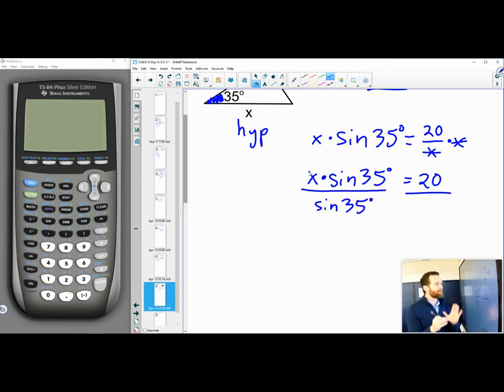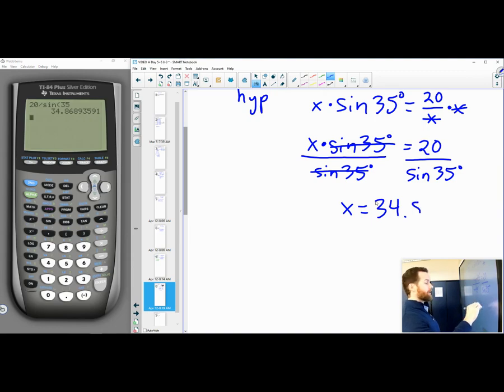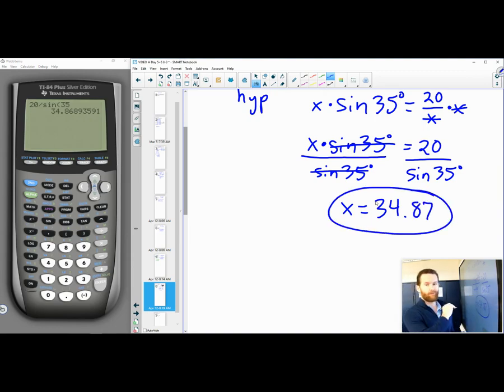And again, some students get freaked out by that. But remember, sine 35 is just a number. I can hit sine 35 and get a decimal. So don't let that freak you out. We're just going to divide both sides by that weird decimal, whatever sine 35 degrees is. The division cancels out the multiplication. And we're left with x equals, now we can type this in our calculator. 20 divided by sine of 35. And we get 34.87. It rounds to 34.87. And we're done.